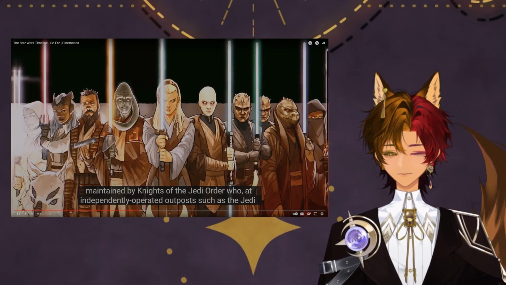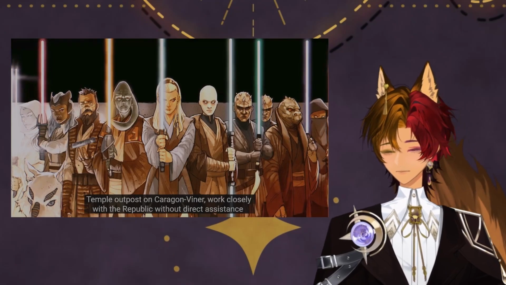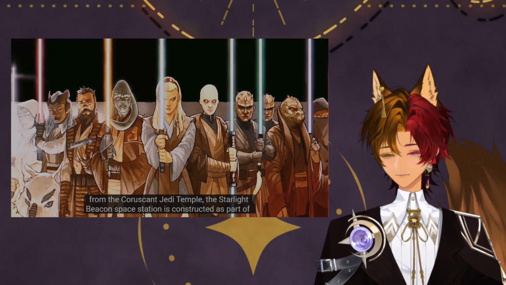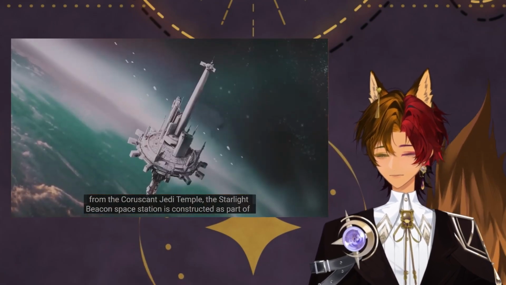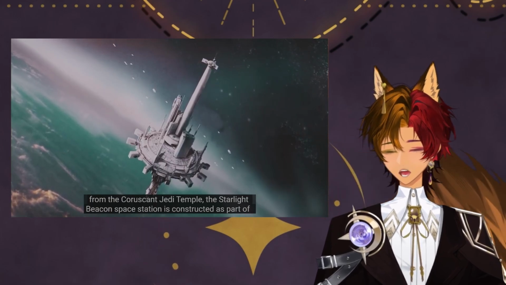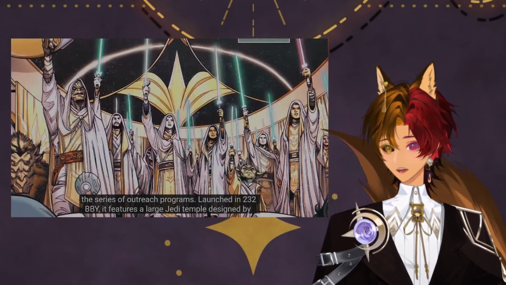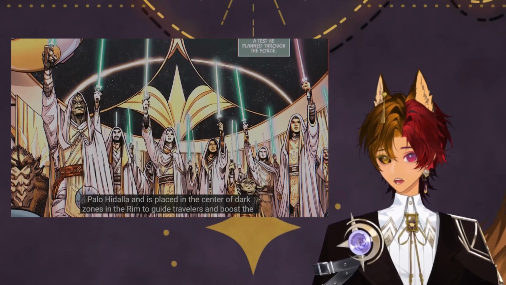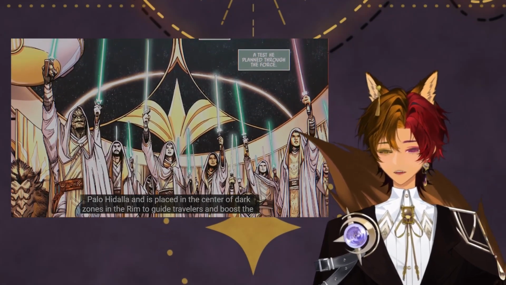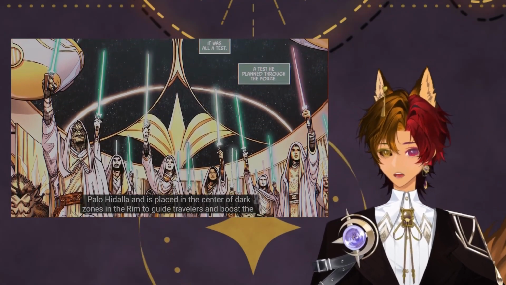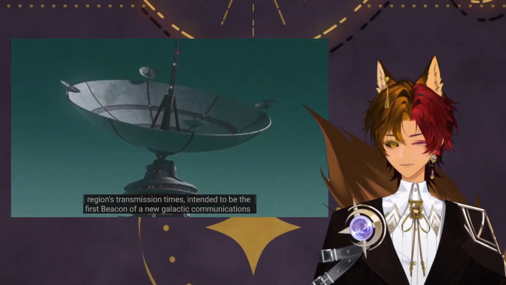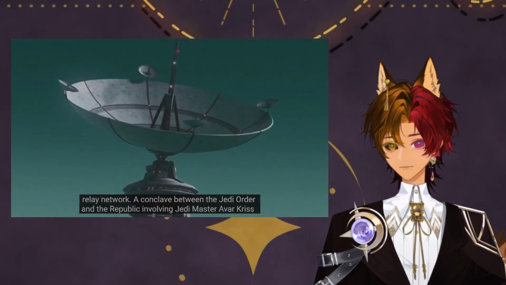Posts such as the Jedi Temple Outpost on Karagon Viner work closely with the Republic without direct assistance from the Coruscant Jedi Temple. The Starlight Beacon space station is constructed as part of the series of outreach programs. Launched in 232 BBY, it features a large Jedi temple designed by Paulo Hidala and is placed in the center of dark zones in the Rim to guide travelers and boost the region's transmission times, intended to be the first beacon of a new galactic communications relay network.